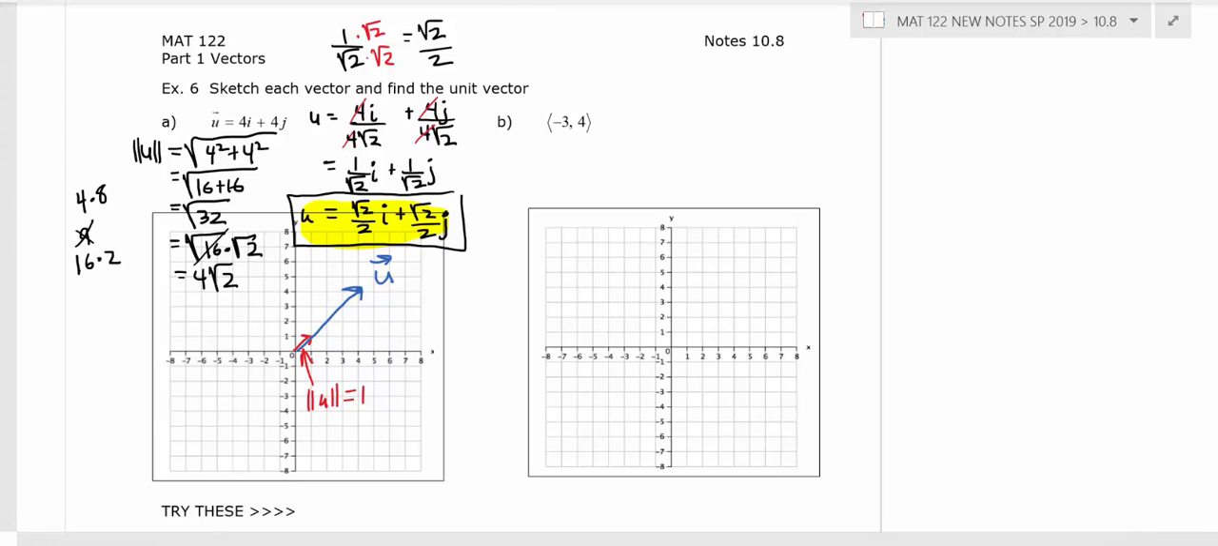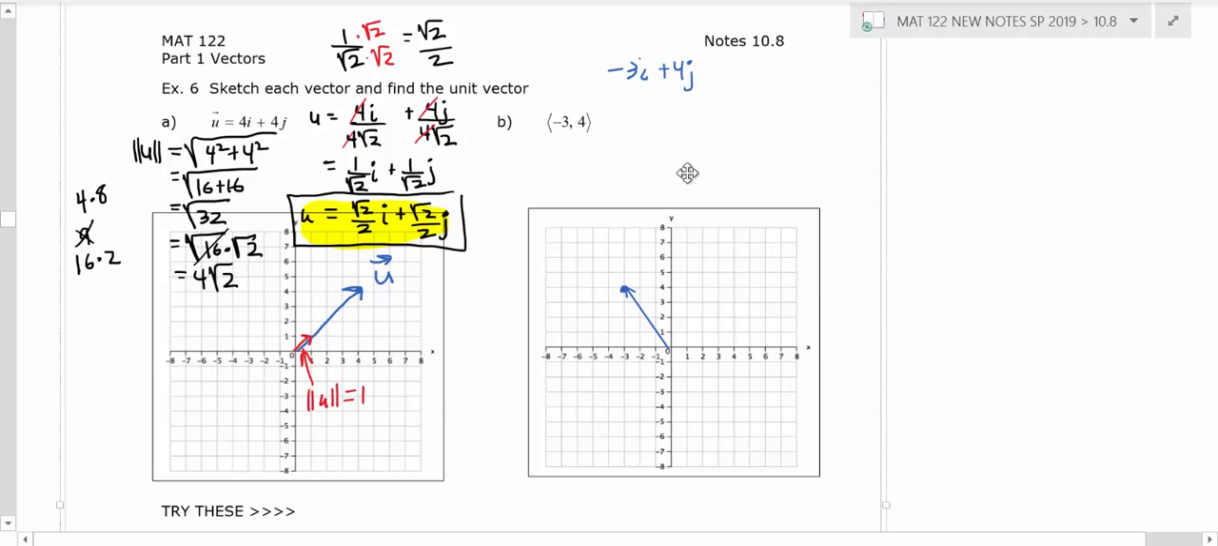All right, so the next one we have is negative 3i plus 4j. So we go to the left 3, up 4, and just get a sketch of the vector. I always like to sketch vectors so you can see what's going on in the problem and what the meaning of the problem is. So here's what we do. The first thing we're going to do is find the magnitude of this vector. I'll call it vector v. It doesn't matter what you call it.